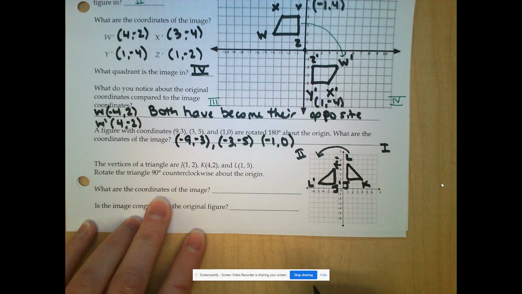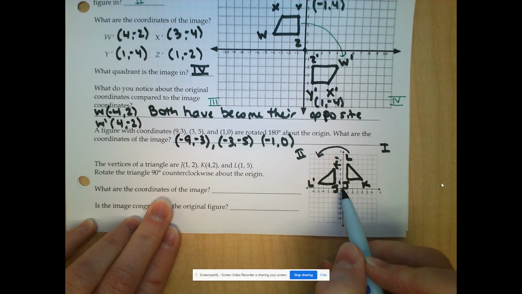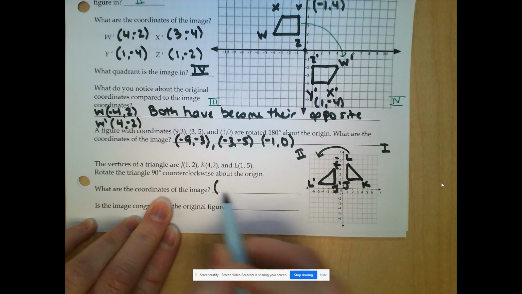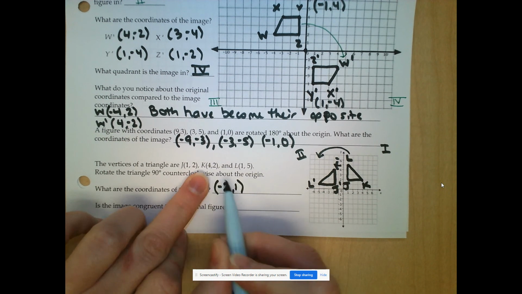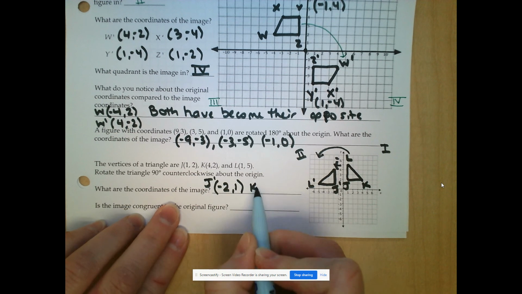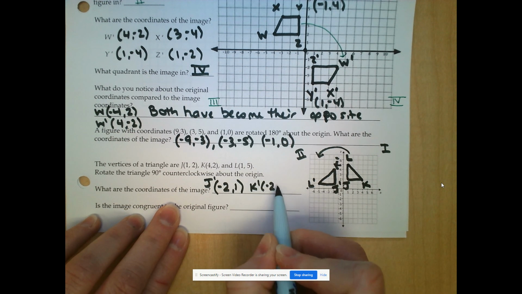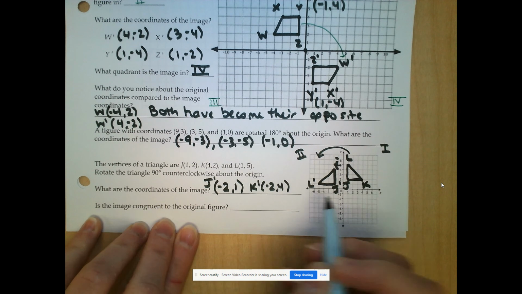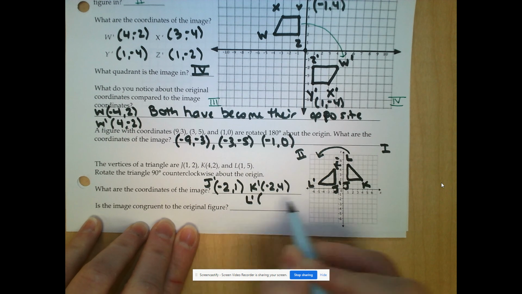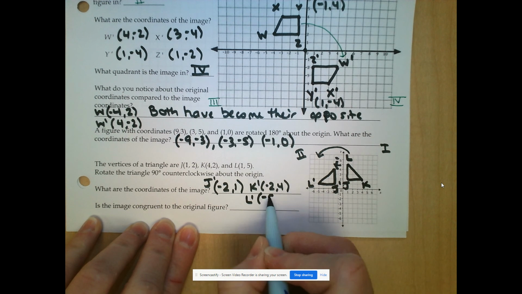What are the coordinates of the image? So J, which was 1, 2, is now -2, 1. So that's J prime. K prime, well, K was 4, 2. It is now -2, 4. And then last, L prime is -5, 1.